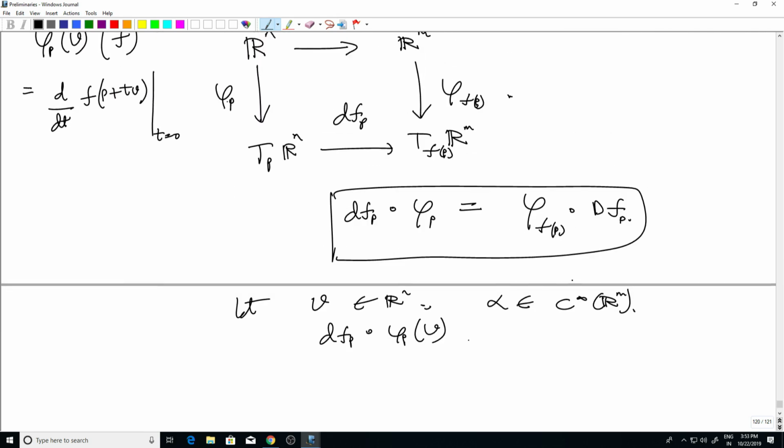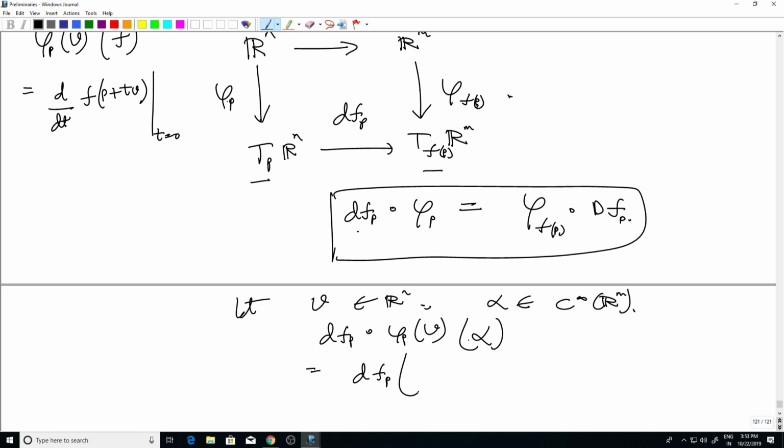To check this, as I said, if we start with v in Rn, phi_p v will land up here and then dfp will land here. So in other words, what I get here is actually a derivation on Rm. So I have to see its action on a C infinity function on Rm. So I took alpha, so let it act on alpha. Now let's unravel this.